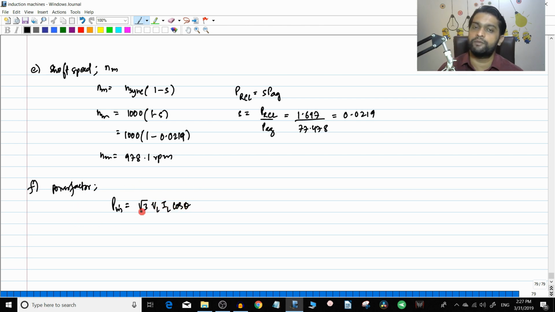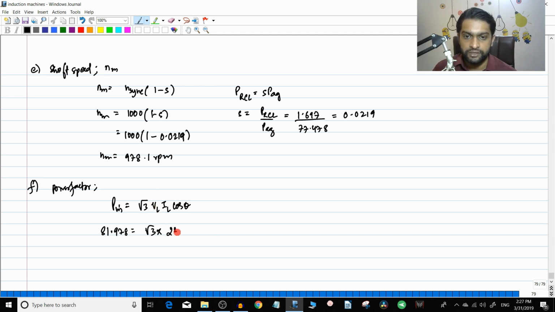The input power of the motor will be √3 into VL into IL into cos theta. So the input power you already found, it is 81.978, equal to √3 into VL. The value they have given is 230. So don't go and multiply √3 now. The VL itself is given to be 230 volt.